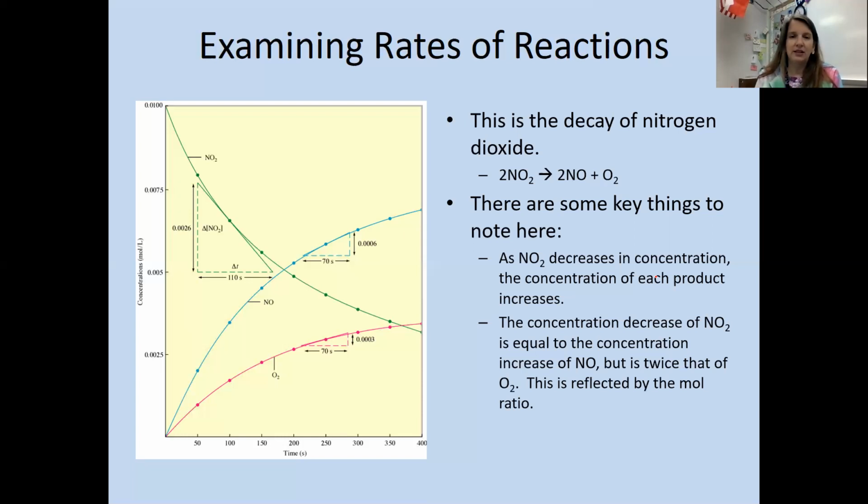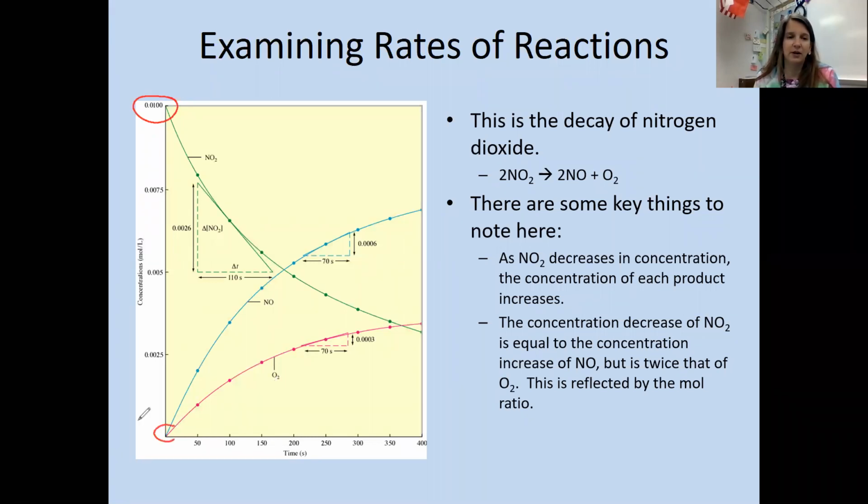So you can see that for the NO2 line, we start all the way up here with some kind of given concentration of NO2, but the blue and pink lines start down here at 0. They start at 0 because those are our products, and we don't start with any products. So you can see that the green line is coming down and it's decreasing because the NO2 is going to disappear over time, whereas the blue and the pink lines are both increasing because they are going to be appearing over time.